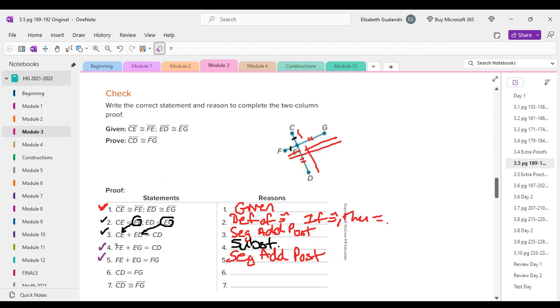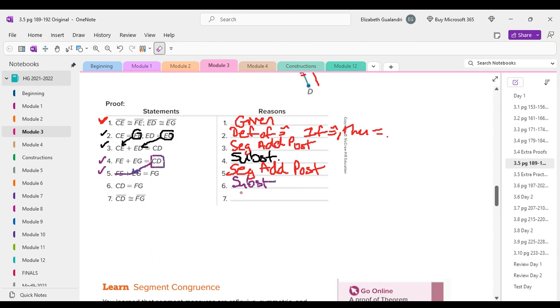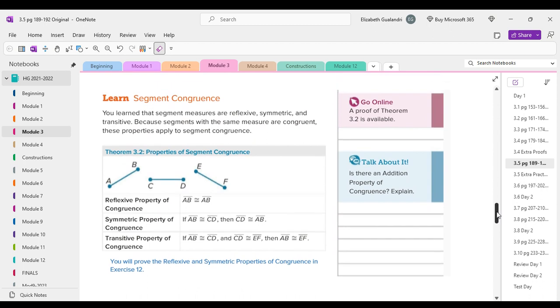If I look at this, I have CD that was equal to FE plus EG, and so I can put that CD in place of those two things there. So CD is then equal to FG, that's right here. So this was a substitution step as well that happened there. And then last but not least, when you need to switch back to congruence, you can either say definition of congruence, or in this case, if equal, then congruent, because that's what we're trying to state there. Okay, so there's another example of a proof.